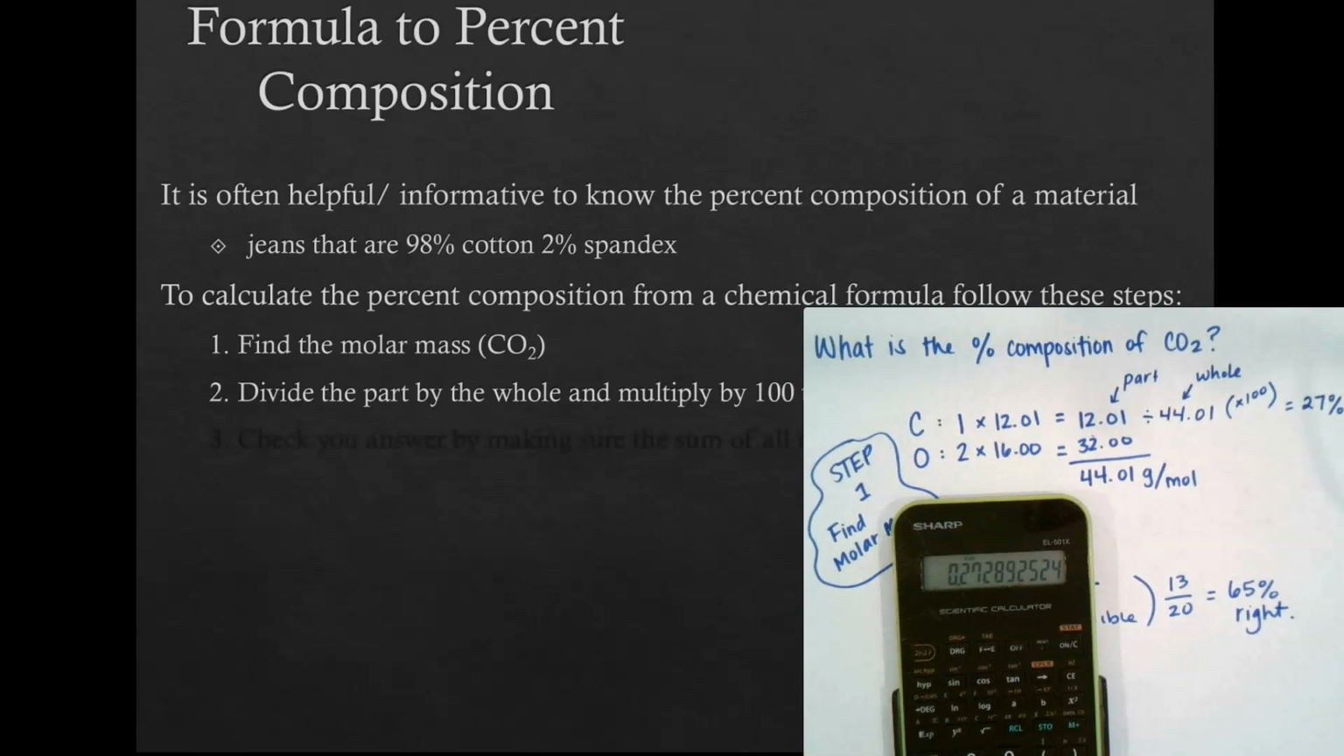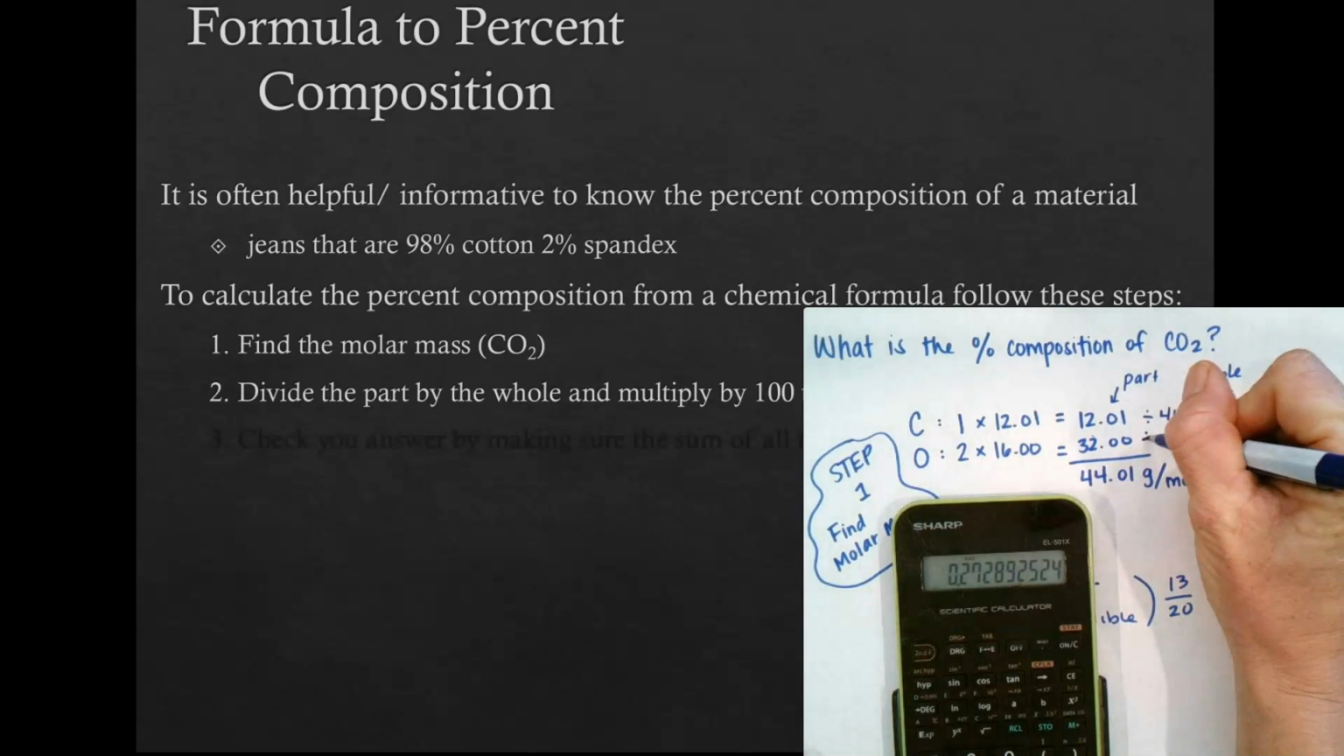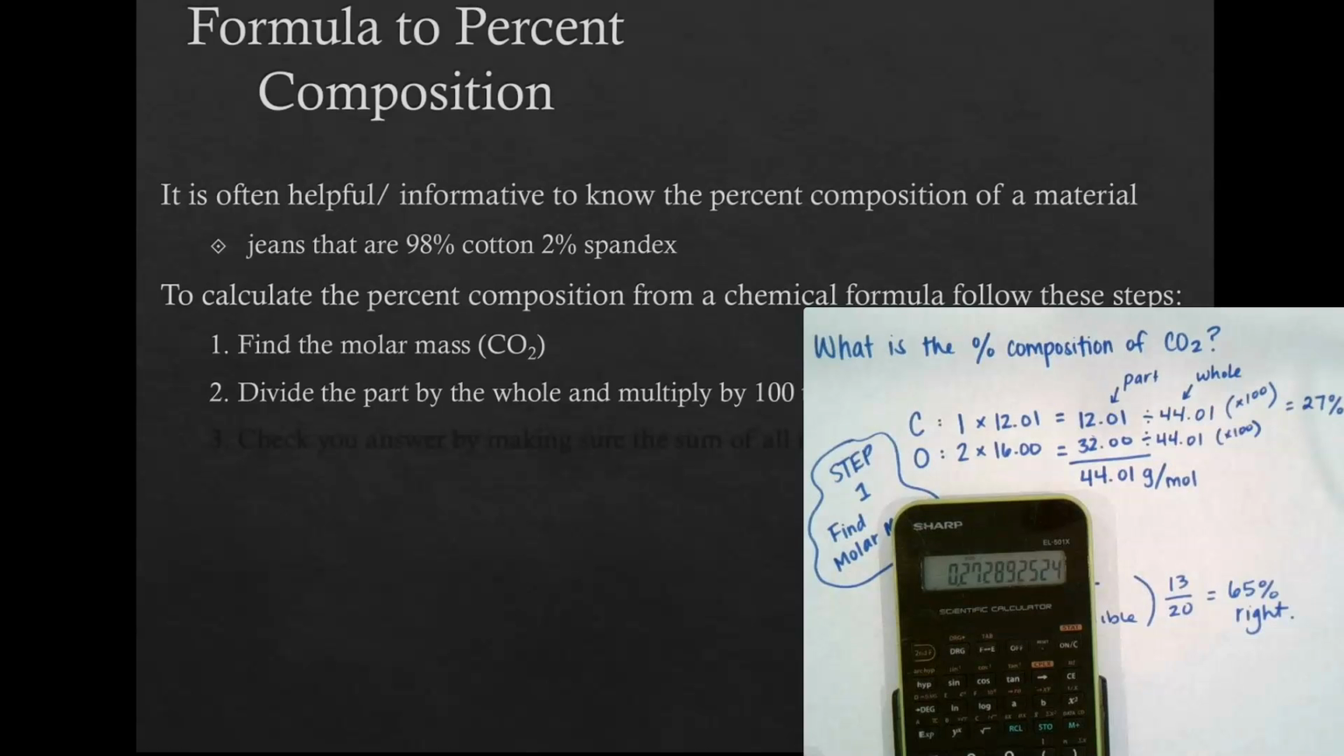27% carbon. And now if I wanted to figure it out for oxygen, I would also divide by 44.01 and times 100. So again, now I'm going to do 32 divided by 44.01. And then I could again multiply that by 100, or I can just move the decimal place over in my mind, and I get 73% oxygen.